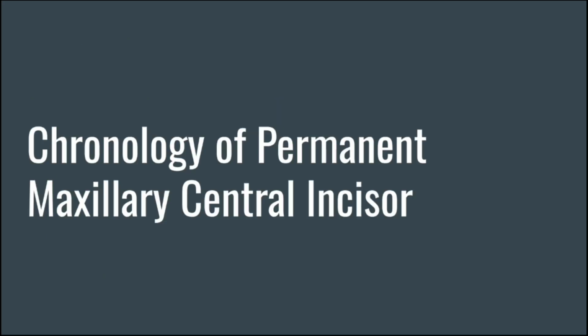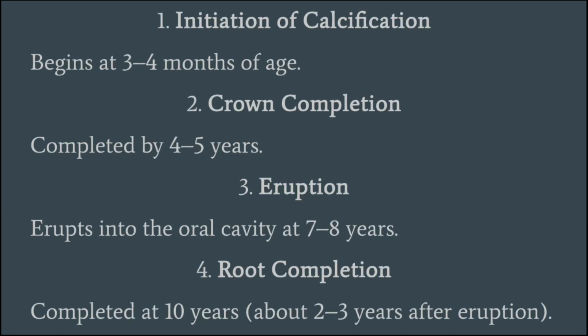And then the chronology, how and when the teeth erupt. Initial calcification begins at 3 to 4 months of age. Crown preparation takes 4 to 5 years, eruption will be around 7 to 8 years, and root completion is when the tooth reaches about 10 years.